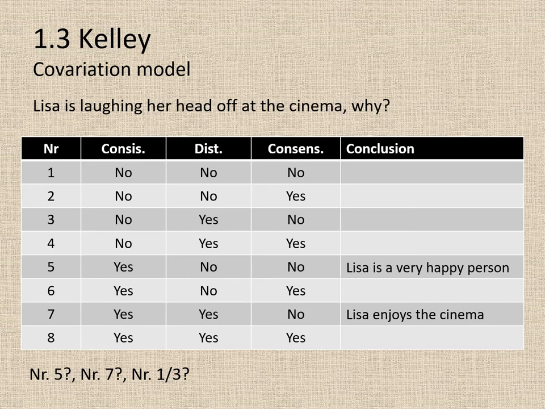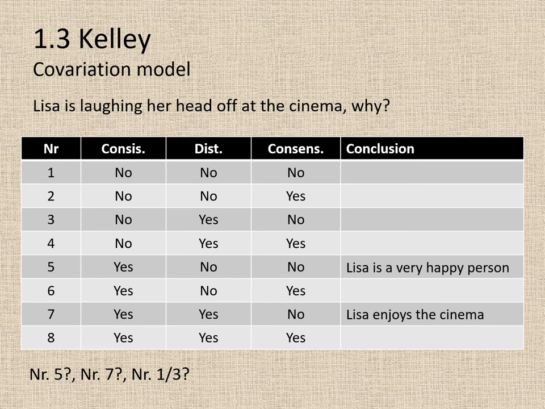Number 1 and 3, I couldn't really make any distinction here. So consistency, no, Lisa is usually not laughing when she's at the cinema, but now she does. Distinctiveness we could skip, I didn't mind getting it in to discriminate, but consensus, no, everybody else is crying. So Lisa usually doesn't laugh when she's at the cinema, but now she does, even if everybody else is crying.